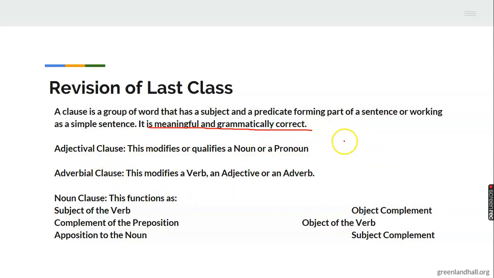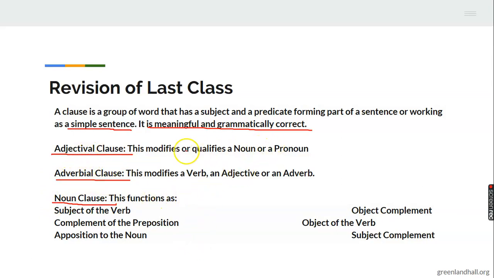We have the subordinate and the main clause. And I told you the main clause is majorly a simple sentence. A subordinate clause is a type of clause that has to be attached to another part of the sentence to make meaning. And under them, I said we have three types of clauses: the adjective, the adverb, and the noun clause. That is under the subordinate.